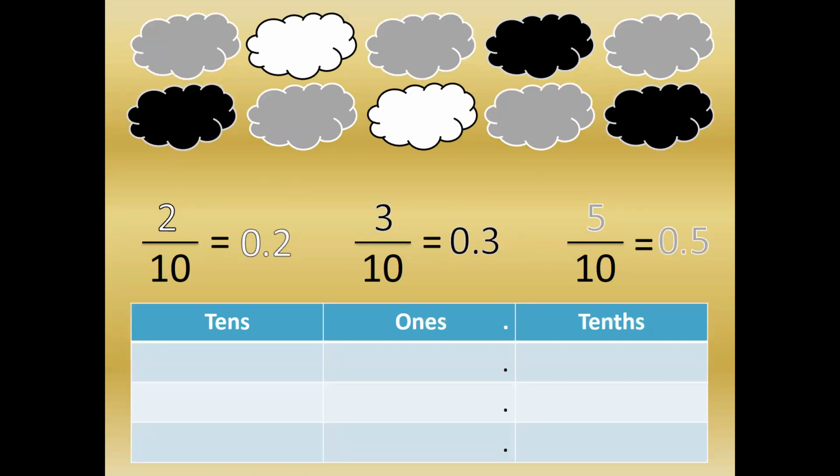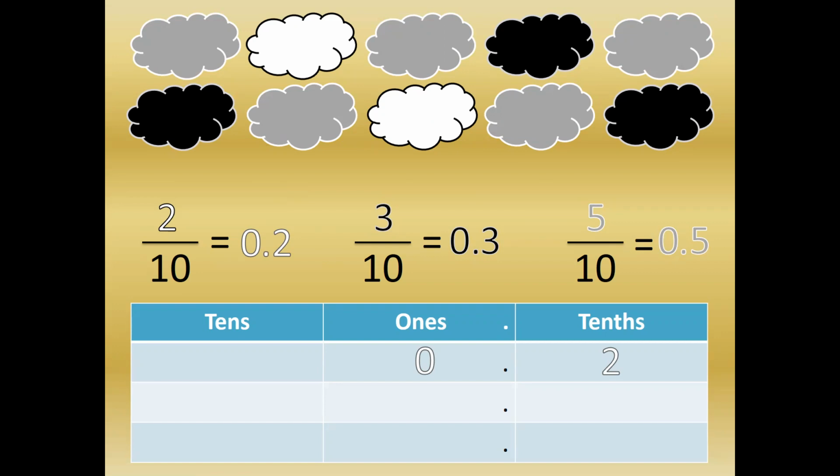So now we're going to put it into our place value chart. So we have our tens column, our ones column, and then our decimal point, and then our tenths column. So we're first going to start with the white cloud decimal. So we know there's no tens. In our ones column, there would be a 0, and then we have our decimal. And then in the tenths column, so that's how many parts out of 10 there are, that'd be our 2.